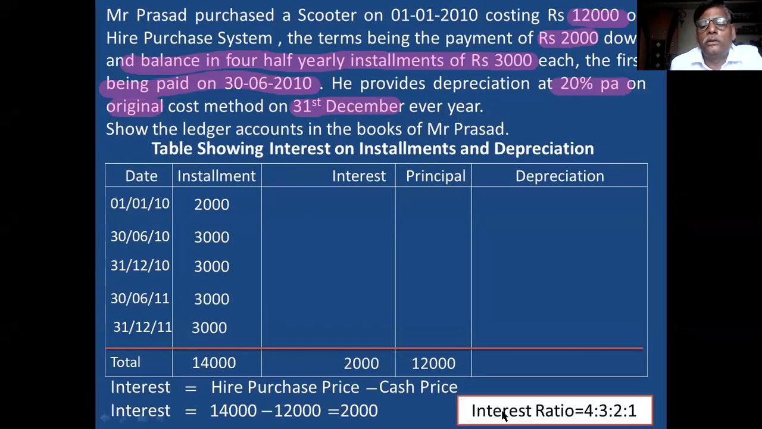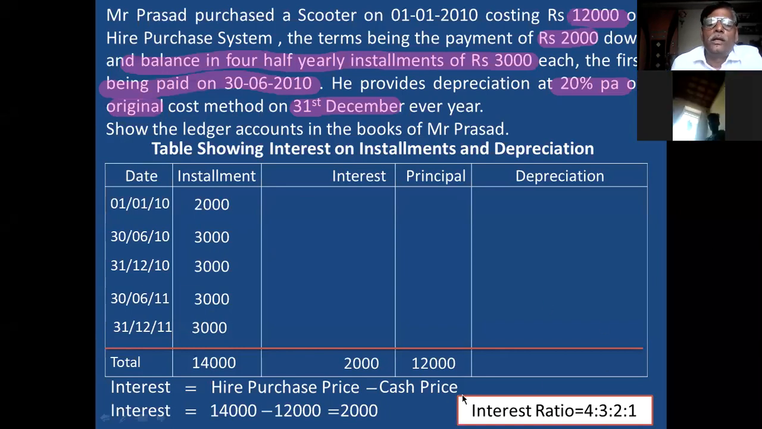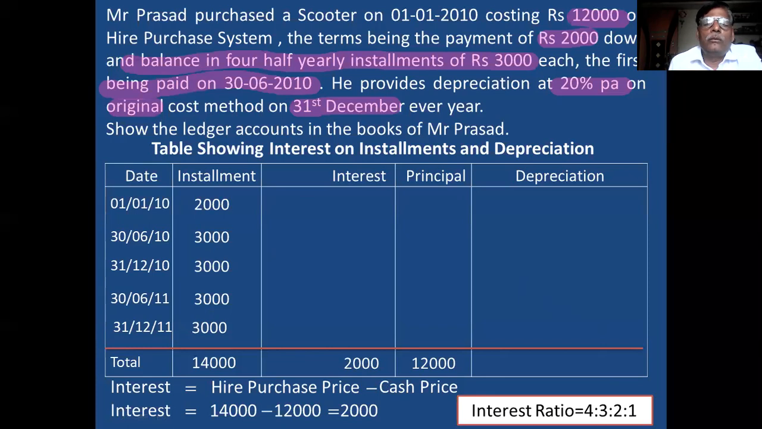So the interest ratio is 4, 3, 2, 1. You take only installments and make the ratio. If there are 4 installments, you make 4321. If there are 5 installments, 54321. If 3 installments, 321. Like that, you make the ratio. Then distribute or share this interest in the respective installments.